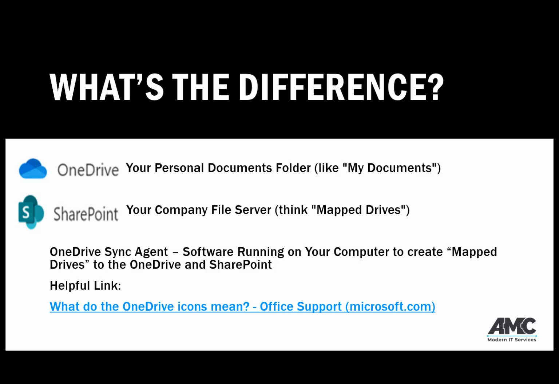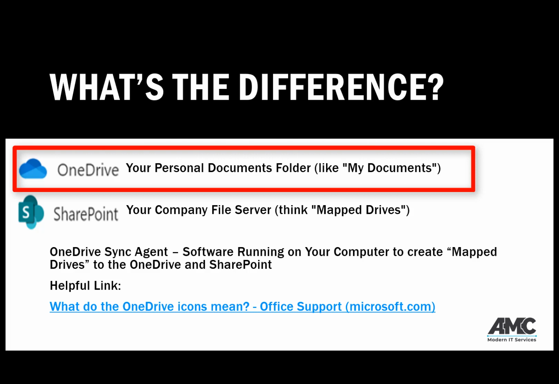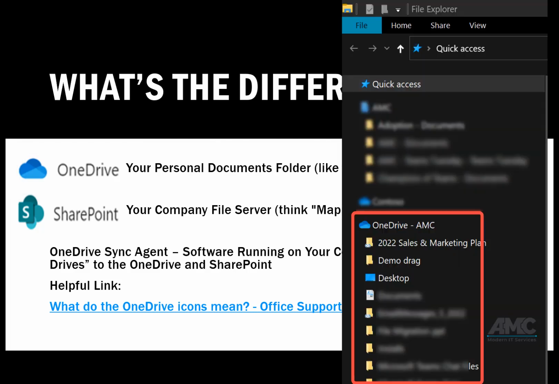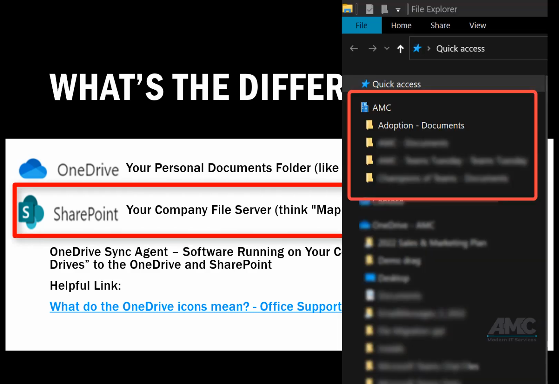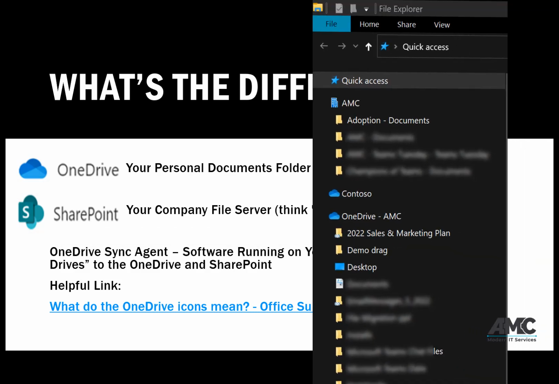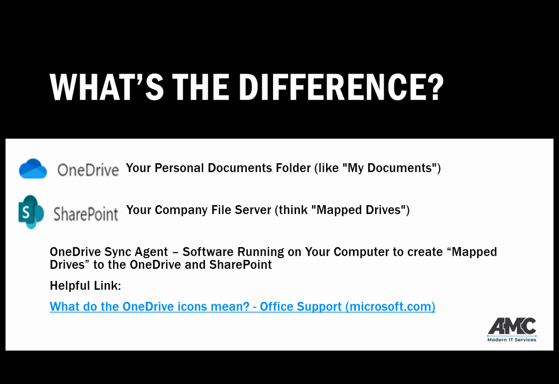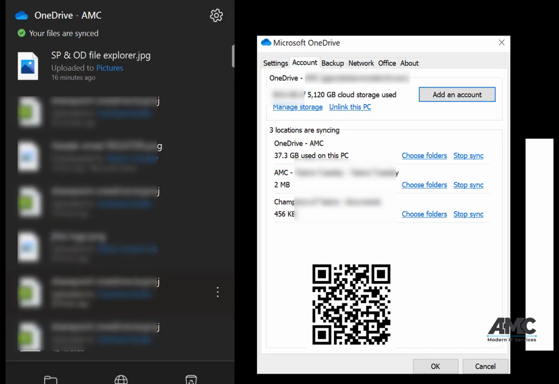The difference between OneDrive and SharePoint. OneDrive is your personal documents folder, like My Documents, for your eyes only unless you share out a link. SharePoint is your company's file server, think map drives. OneDrive Sync Agent is software running on your computer to create map drives to the OneDrive and SharePoint.